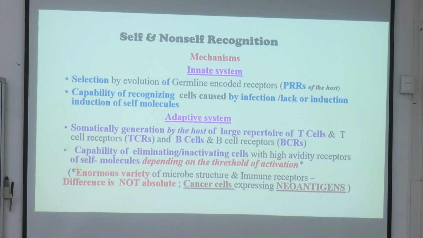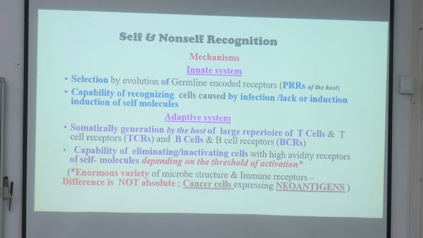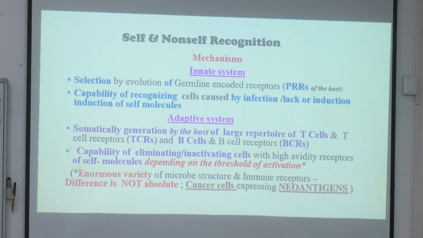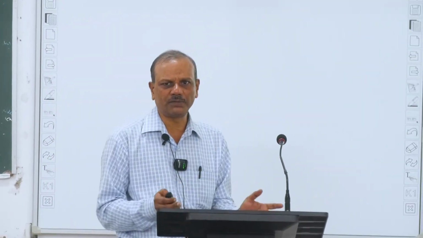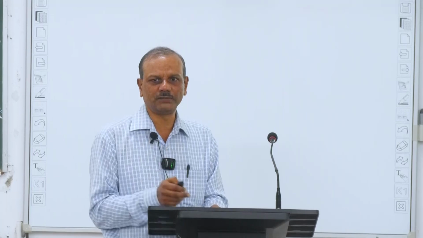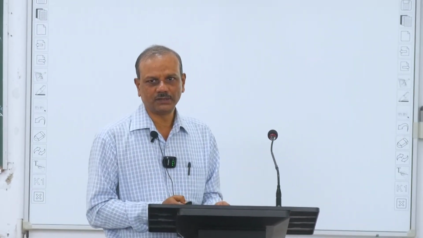Self and non-self recognition is very important. As I told you, the innate system and the adaptive system have the capability to identify self and non-self. So selection by evolution, see our germline genes which we inherit from our parents is not a single day job. It evolved over crores of years of evolution, and this is present in all animals, vertebrates, right from smaller animals to higher animals like us. We inherit because we have to live in the hostile environment. The environment is hostile for all organisms, not only for us.